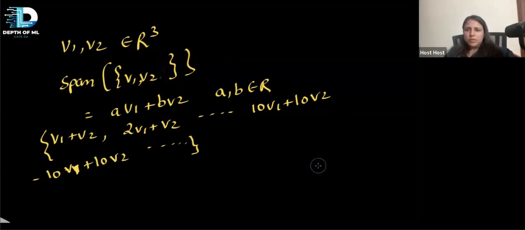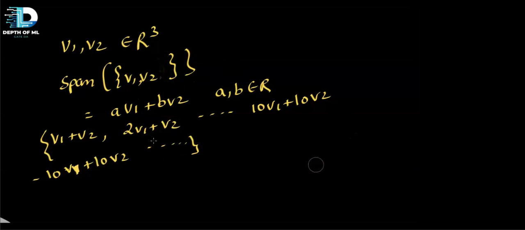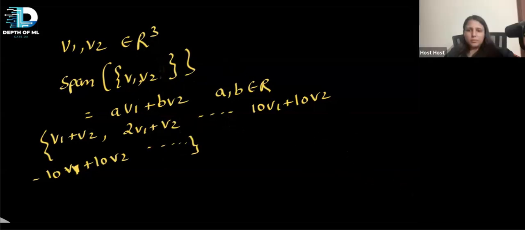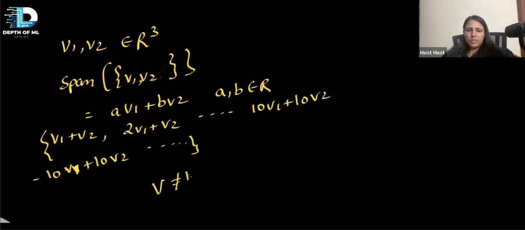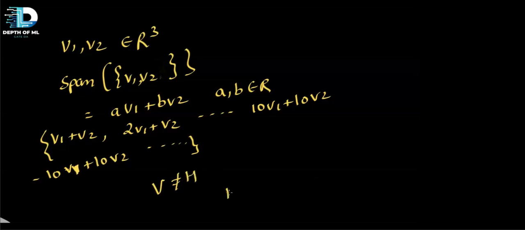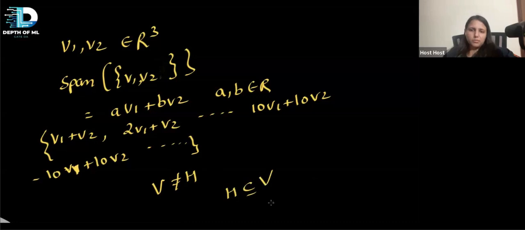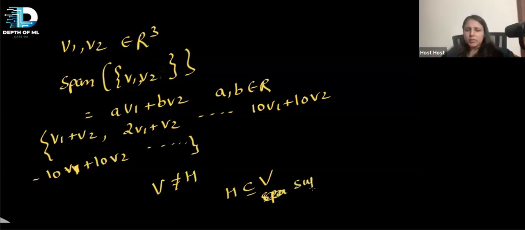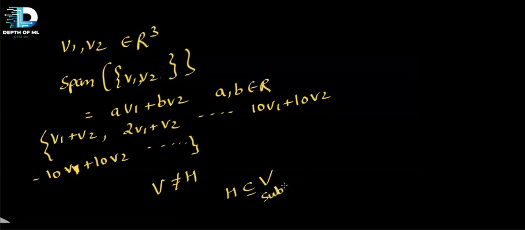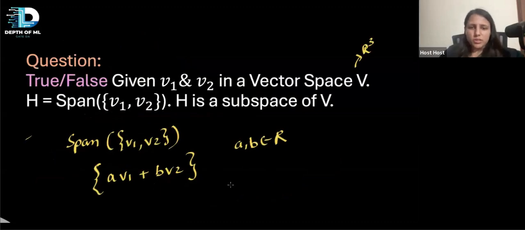Jagat, can you unmute yourself and tell me? Ma'am, V1 cannot cover all the vectors in R3. So V is not equal to H, right? Yes, ma'am. But H is a subset of V, or a subspace of V, right? Okay, ma'am, understood. Is there any other confusion? We can clear it right now. These are important concepts. Okay, so this is true.